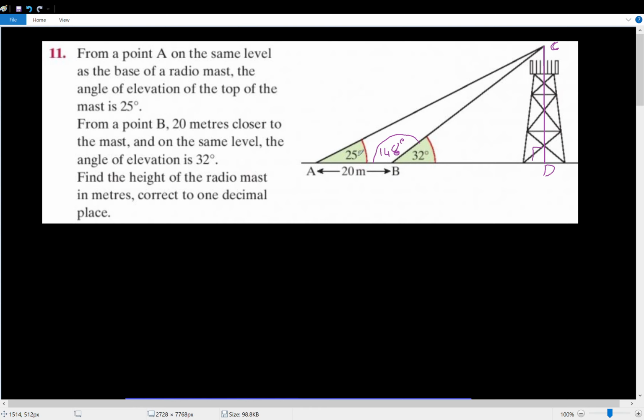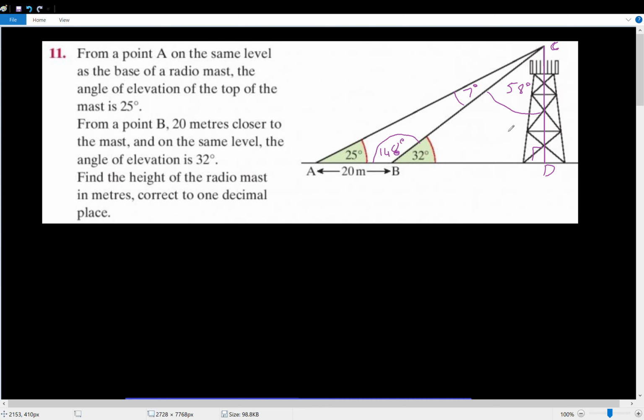And if that's 148 and the other angle within the triangle is 25, it means the third one up here is going to be 7 degrees, because all three of them have to sum up to 180. And then within our triangle to the right, we have a 90 degree angle and a 32 degree angle, which means this angle on the top is going to have to be 58 degrees, like that. So we've got all of our angles together.